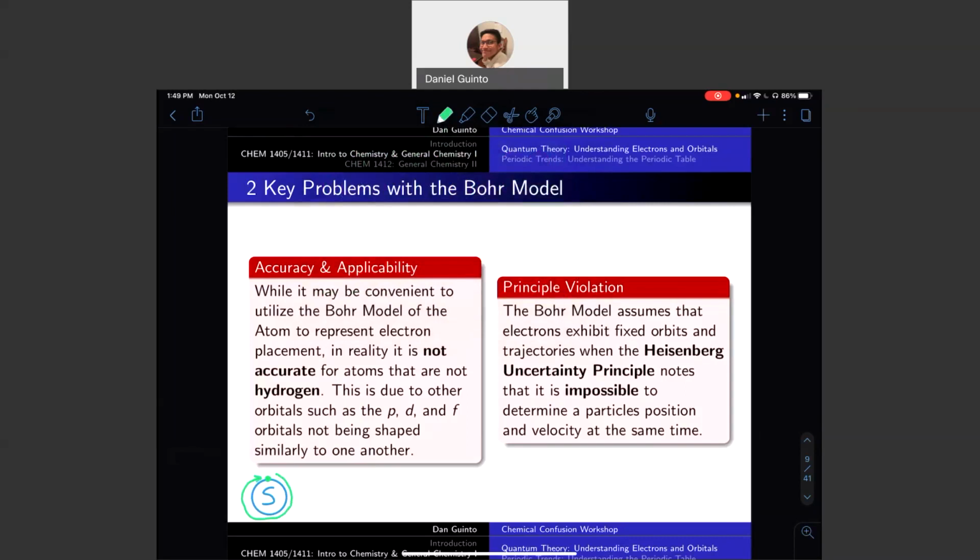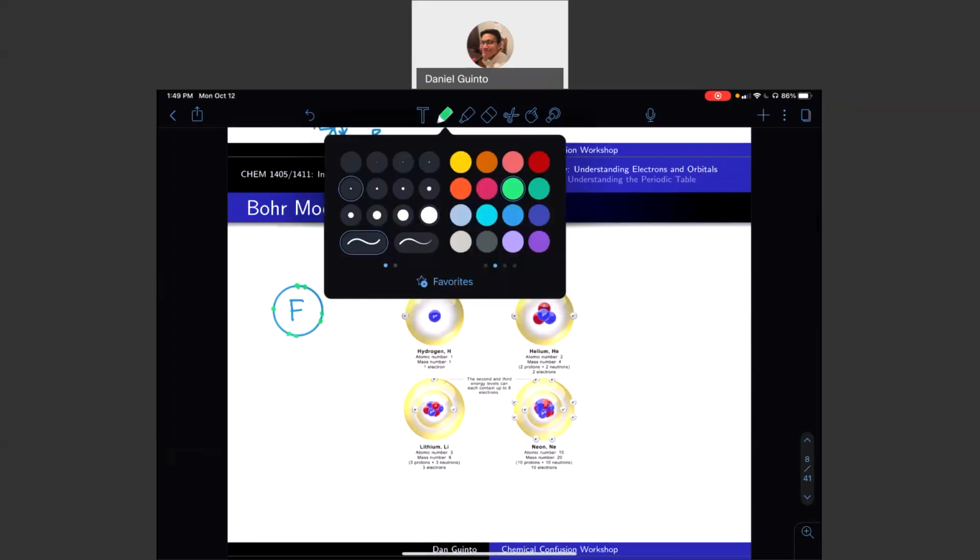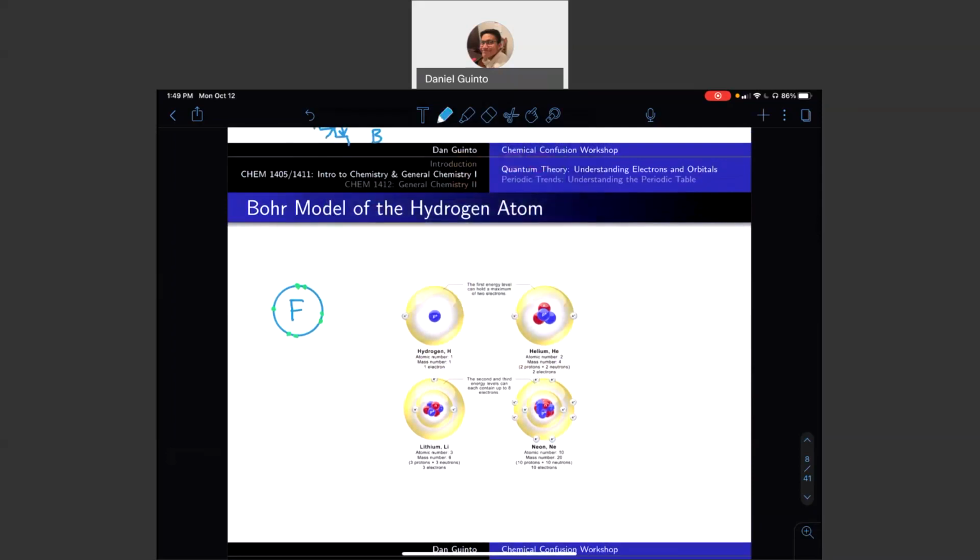Referring back to fluorine, the electronic configuration of fluorine is 1s2, 2s2, 2p5. So 1s is exactly what hydrogen occupies: it's 1s1. But when you get to helium, it gets a little more complicated because you have more interactions: another electron, some neutrons, and another proton.